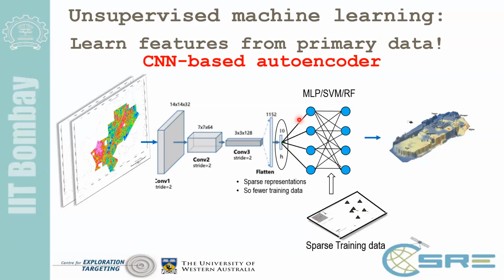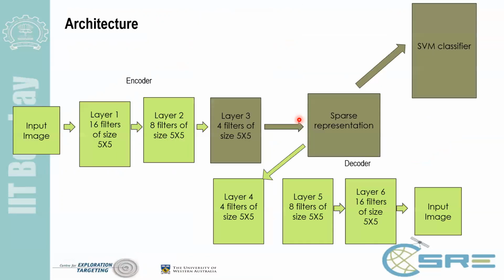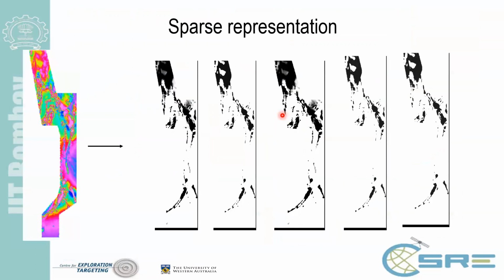Just one more slide and I'm done. Again, very quickly, this is the experimentation we did. This is the magnetic image, and these are the deposits. This was the architecture that we used. We generated the sparse representation of this magnetic image, and that was used for modeling. And this is the dictionary of sparse representations of this image. So these are the critical features.